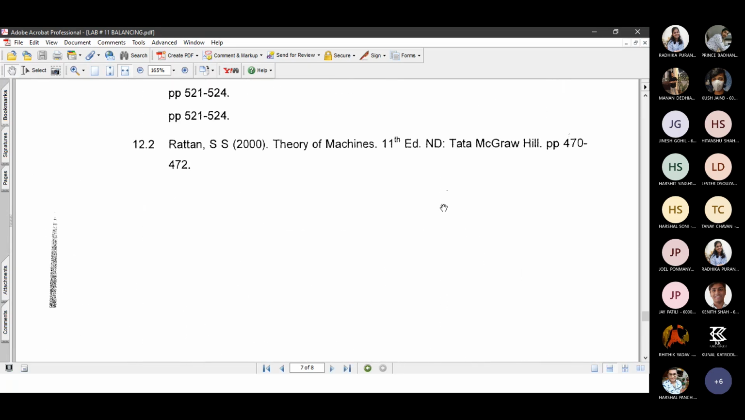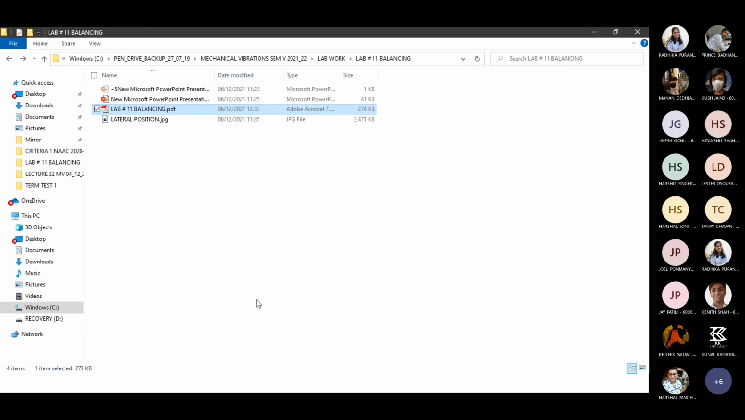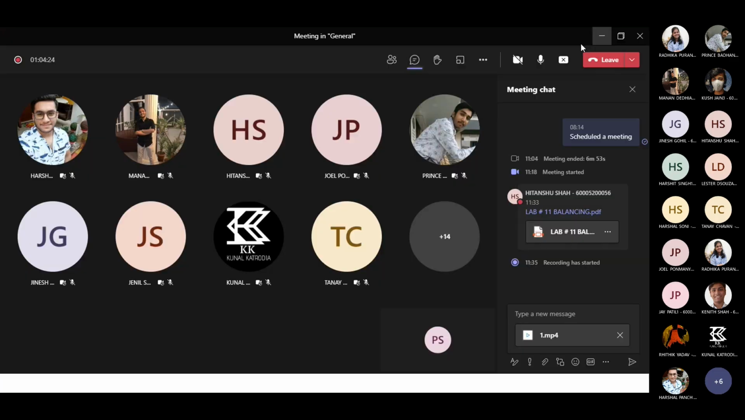So in this way you have to prepare your report, and in addition to that you have to attach this force polygon, couple polygon, and whatever calculations you have done as I have shown in the PowerPoint. That should also be there. Thank you.